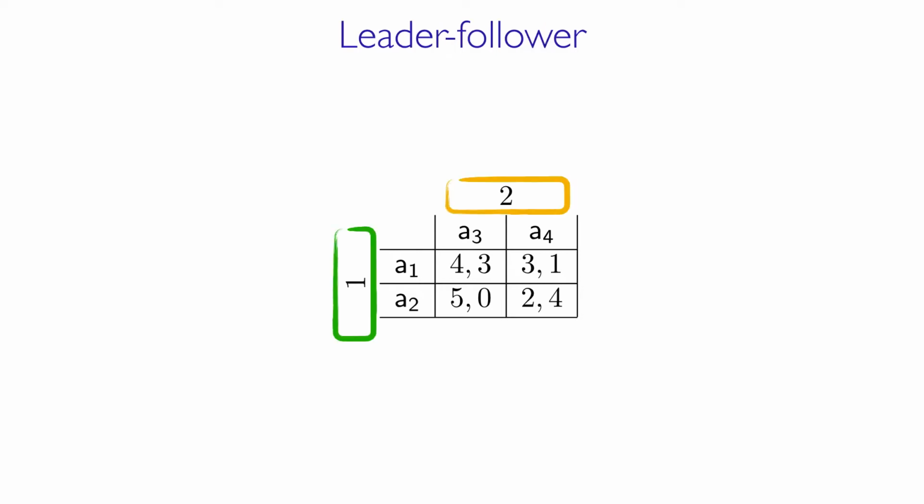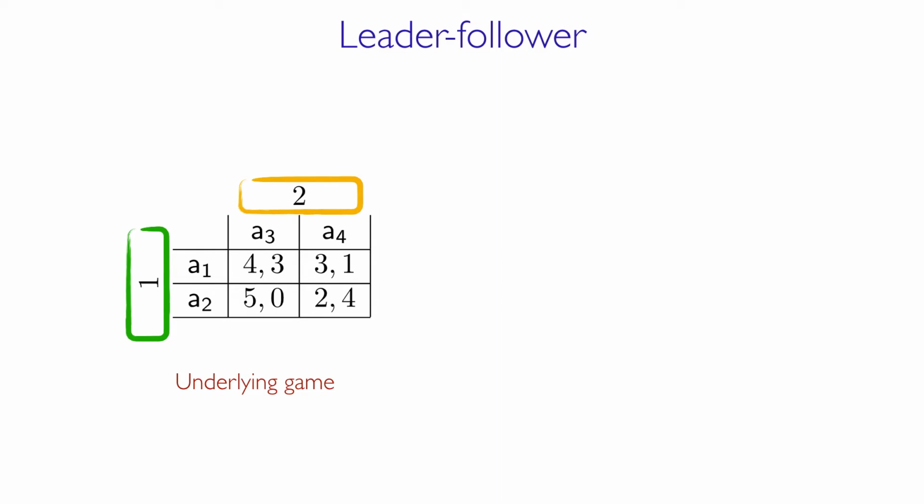We introduce the leader-follower paradigm. We assume that player 1 plays as the leader, while player 2 plays as the follower. This modifies the structure of the game. In principle, a leader-follower paradigm can be applied to any game, including those in extensive form. The game to which we apply the leader-follower game is called the underlying game.